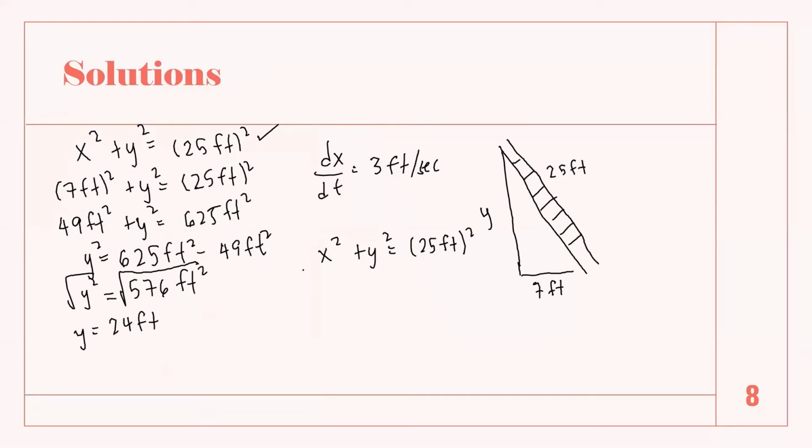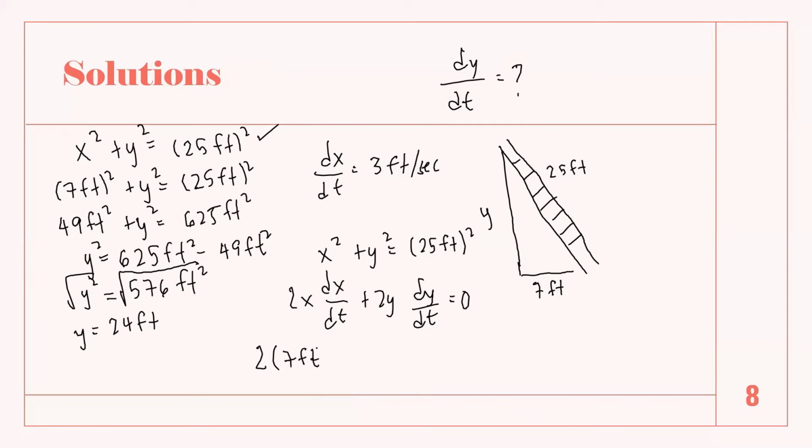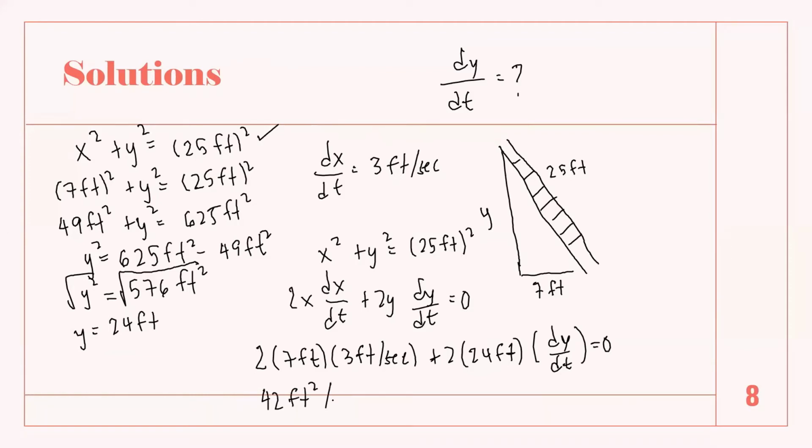Okay, so now we're going to differentiate both sides with respect to time. So 2x dx over dt plus 2y dy over dt equals 0. Okay, so we're going to substitute the known quantities. So 2 times 7 feet times 3 feet per second plus 2 times 24 feet times dy over dt equals 0. So now we're going to multiply 2 with 7 feet with 3 feet per second. So 2 times 7 is 14 times 3 is 42 feet squared over second plus 2 times 24 is 48 feet times dy over dx equals 0.